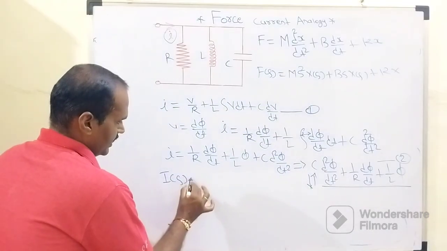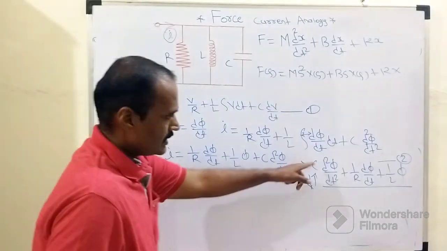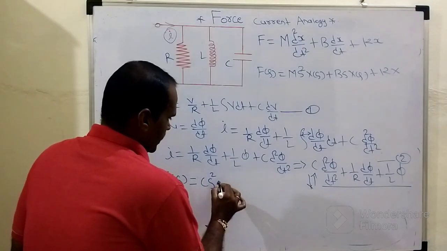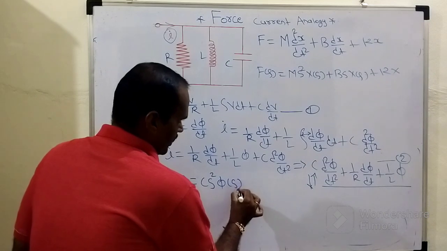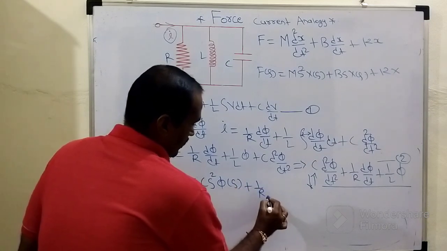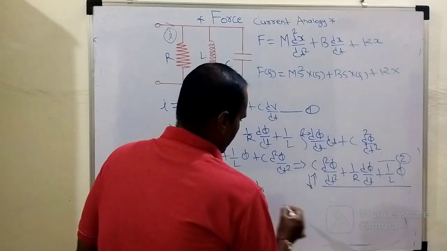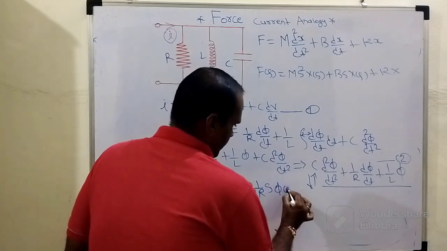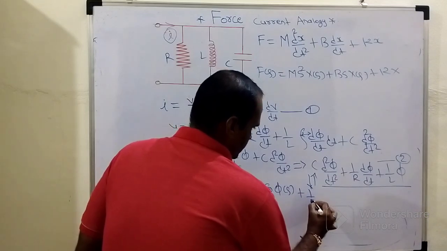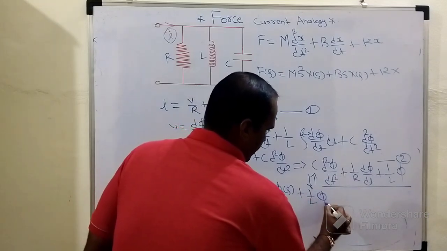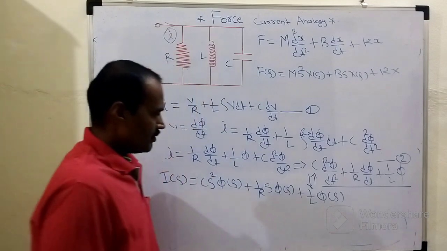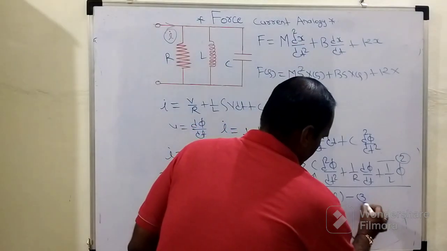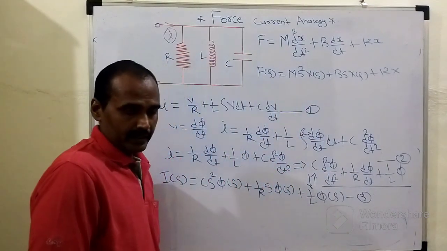This equation number 1 will become I(s) equals, for the second order differentiation, the Laplace variable will be Cs² Φ(s), plus 1/R times the first order differentiation dφ/dt, so the Laplace variable will be s Φ(s), plus 1/L Φ(s), right? Suppose this is equation number 3, right?